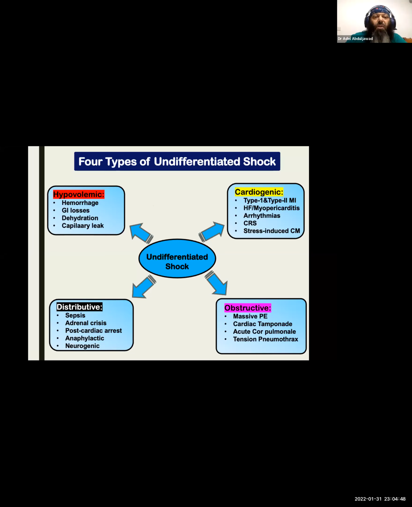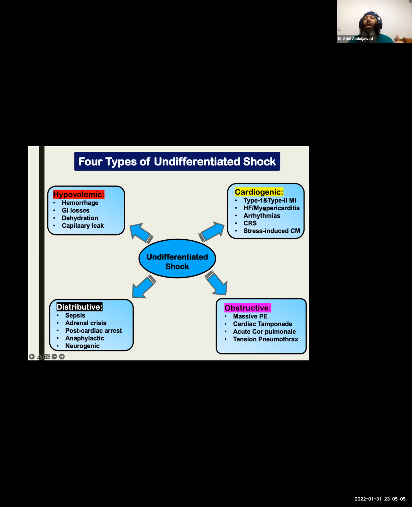Hassan. Thank you. So for hypovolemic, you have to broaden your differential diagnosis. Not only the bleeding, it could be GI losses, post-operative, third spacing losses, capillary leak syndrome, dehydration. So broaden your differential for hypovolemic.